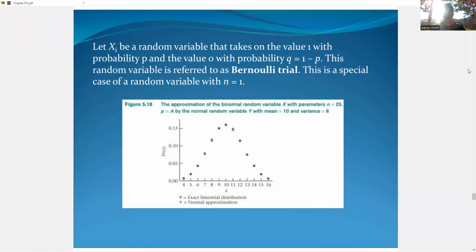Let X be a random variable that takes on the value 1 with probability P and the value of 0 with probability 1 minus P. This is called Bernoulli. It's a special case of the binomial distribution. This is called a Bernoulli trial. So this is a binomial random variable with one event, one chance. What we do to invoke the central limit theorem is I treat my binomial random variable as the sum of Bernoulli random variables. If I'm taking the sum of Bernoulli random variables, I'm taking the sum of random variables. Therefore, I can invoke central limit theorem.